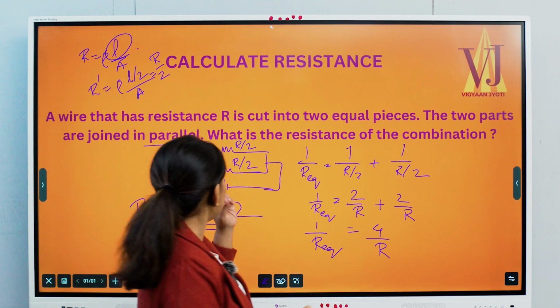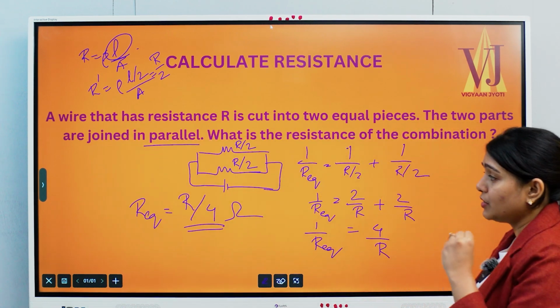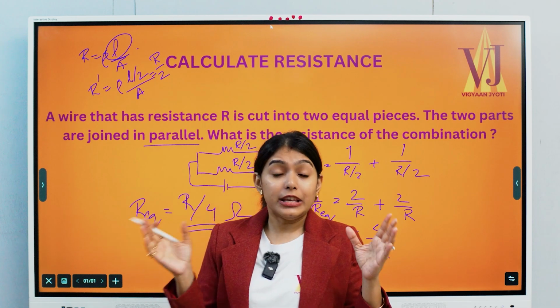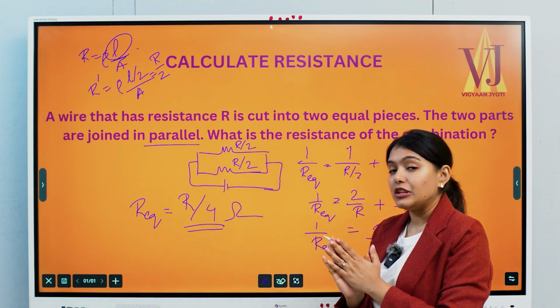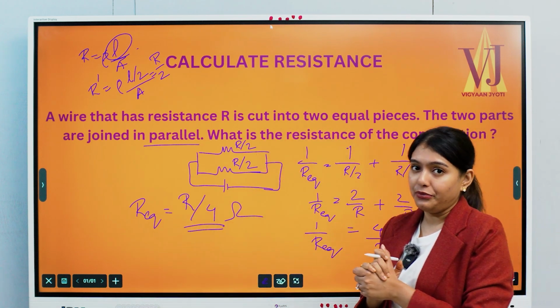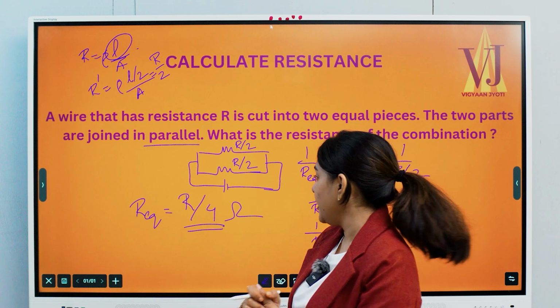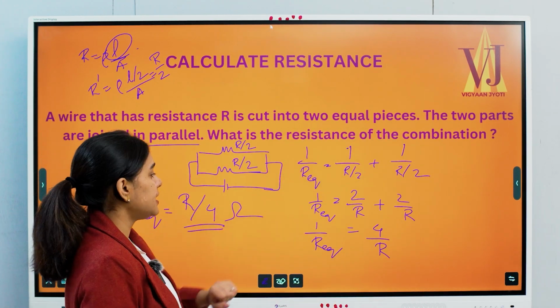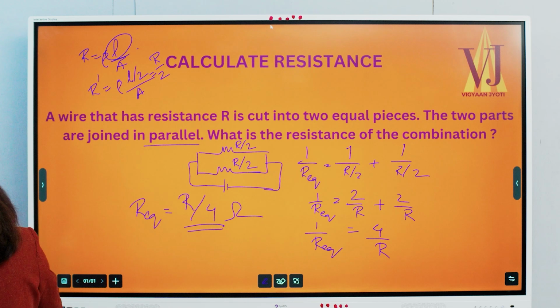Clear? That means if the wire has a resistance of R and it is cut into two equal pieces and then joined in parallel combination, then the overall resistance will decrease to 1/4 of the original resistance. Clear? Is it easy? This is pretty easy, no? Just don't forget to take the reciprocal. Okay, next.